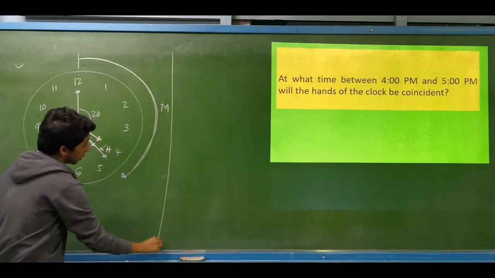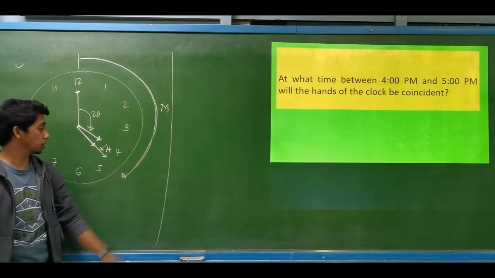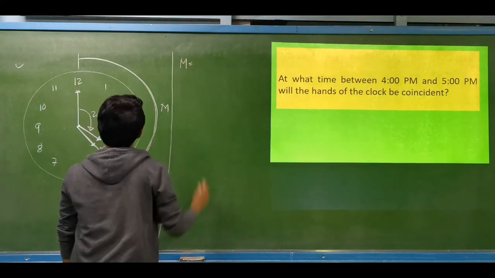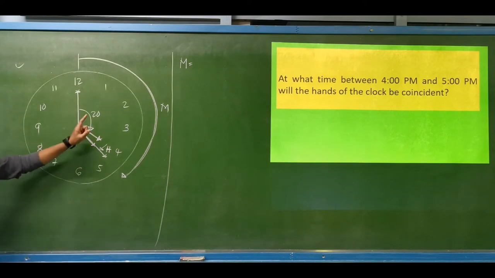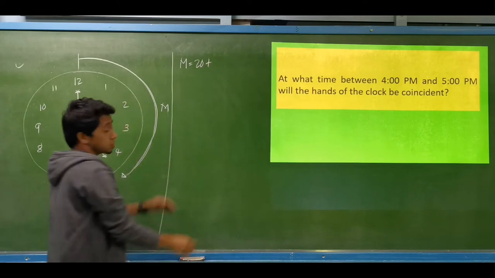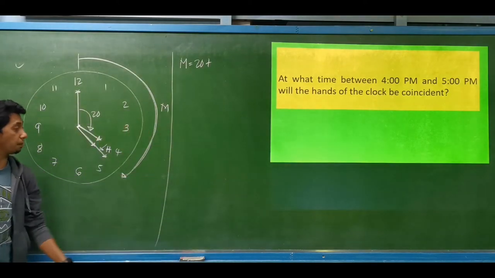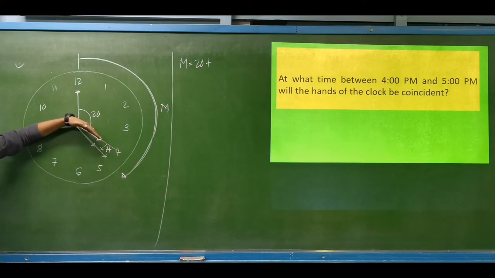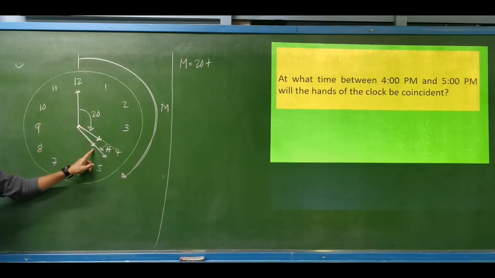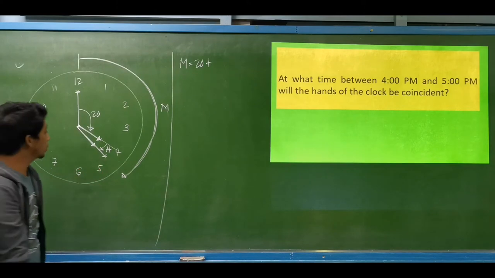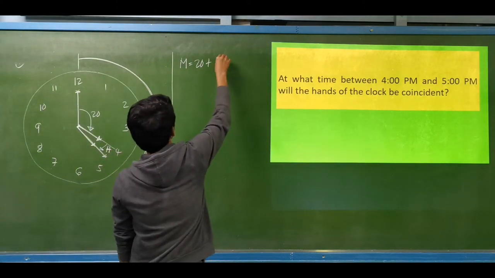After that, we establish our equation. What's the equivalent of m? The equivalent of m, or the number of minutes, is equal to 20 plus the number of divisions covered by the hour hand. So from 4, the hour hand will slightly move up to a point where it is coincident with the minute hand. So it is plus h.